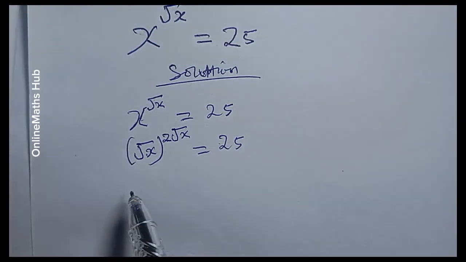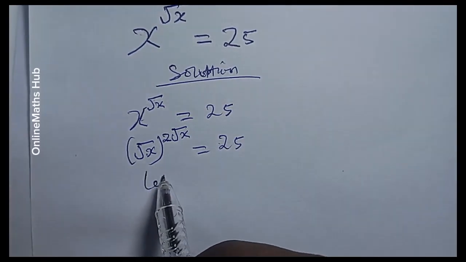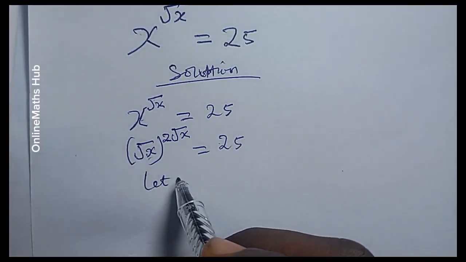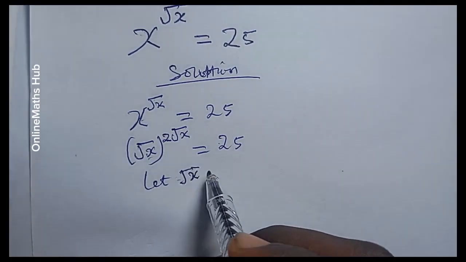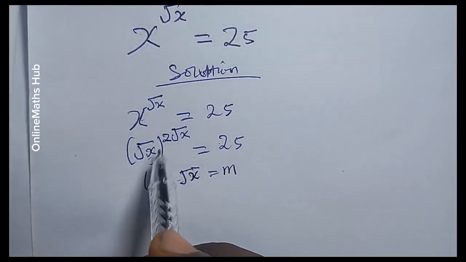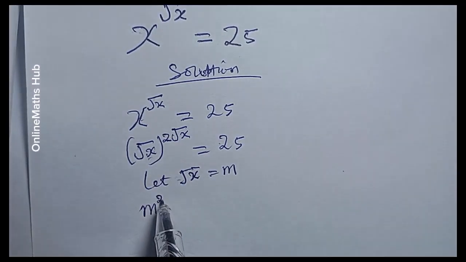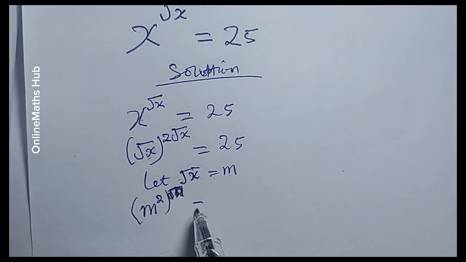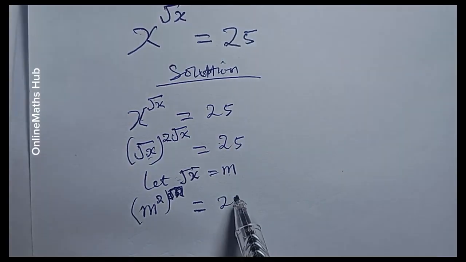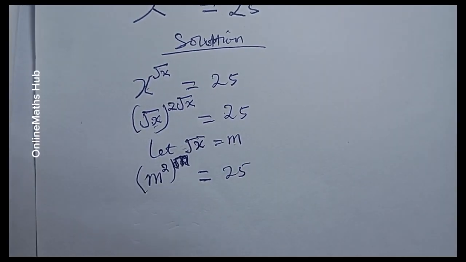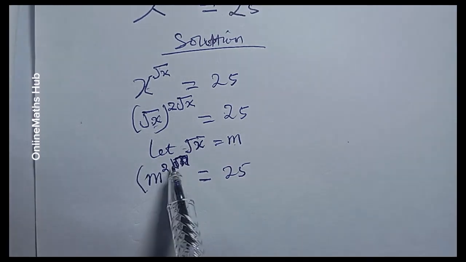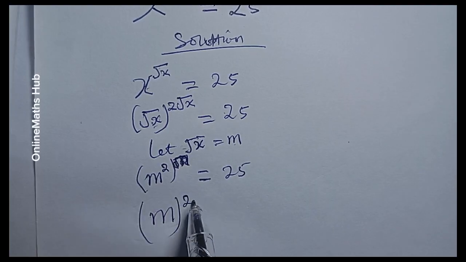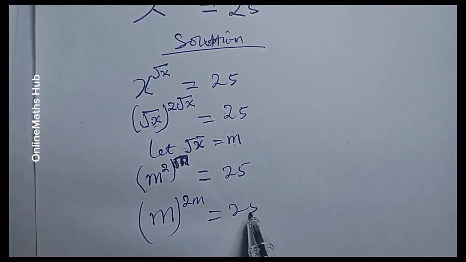For me to make the solving more convenient, I'm going to set this root x to be another variable. So I'm going to set root x to be equal to m. If I do that, I'm going to have m squared raised to power m is equal to 25. I can also decide to bring out this 2 right here, so I'm going to have m power 2m is equal to 25.